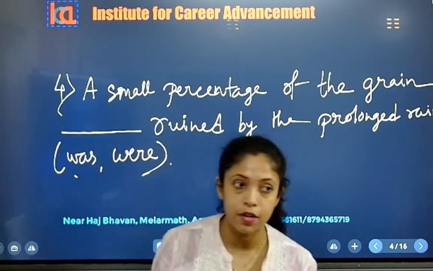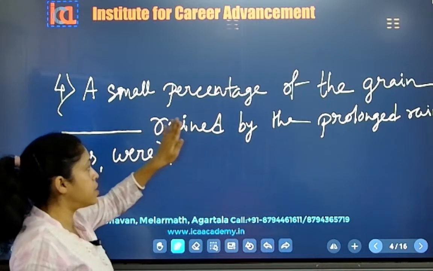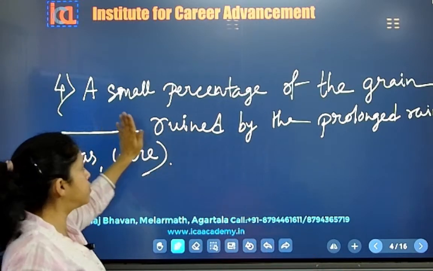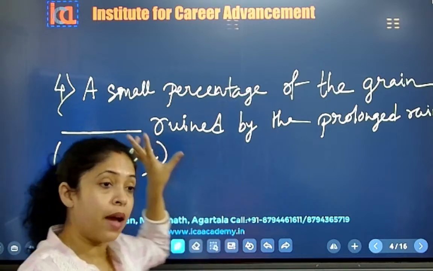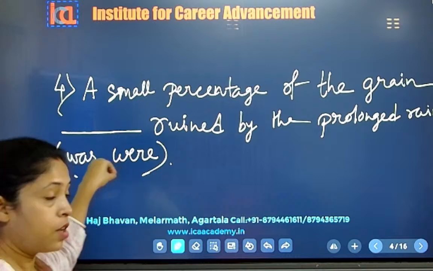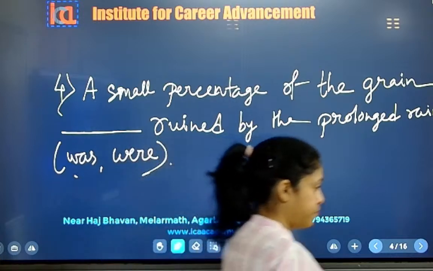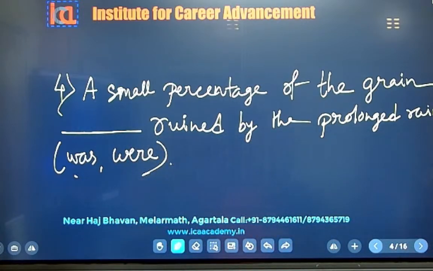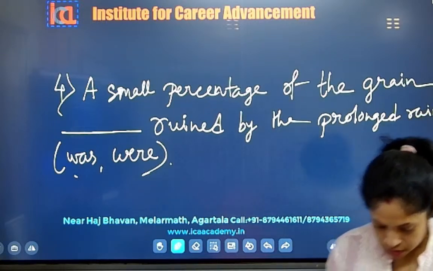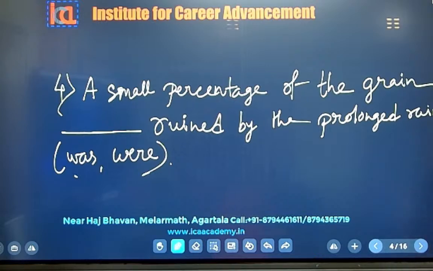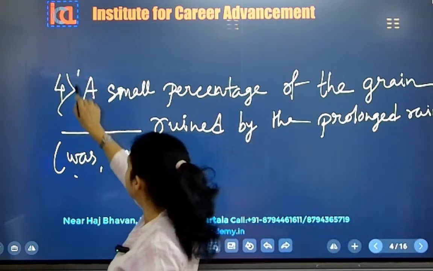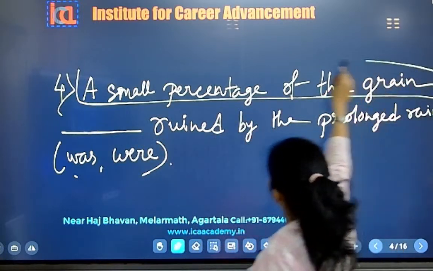Here also we have to find out the subject. Okay, a small percentage of the grain. Can you tell me which part, mainly the basic part, by which we will choose the verb? Which one is the subject here? Grain. This is grain, no? Yes, a small percentage of the grain. So in total, it's a subject portion.